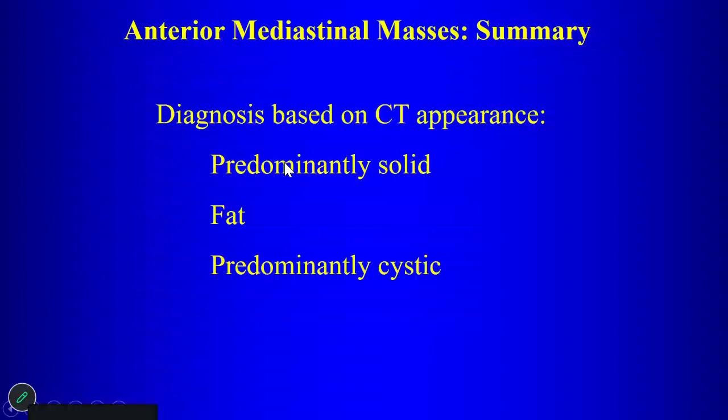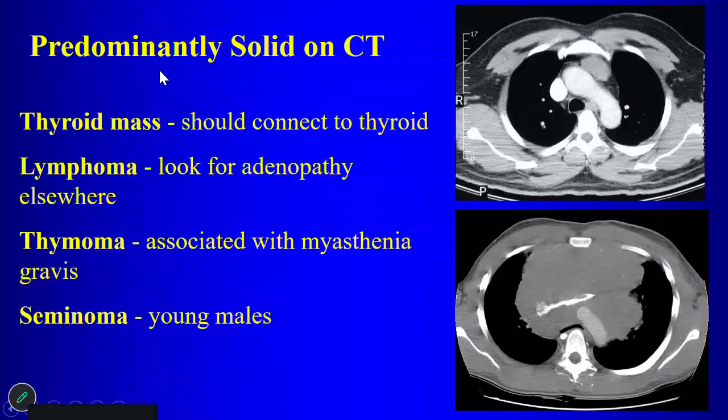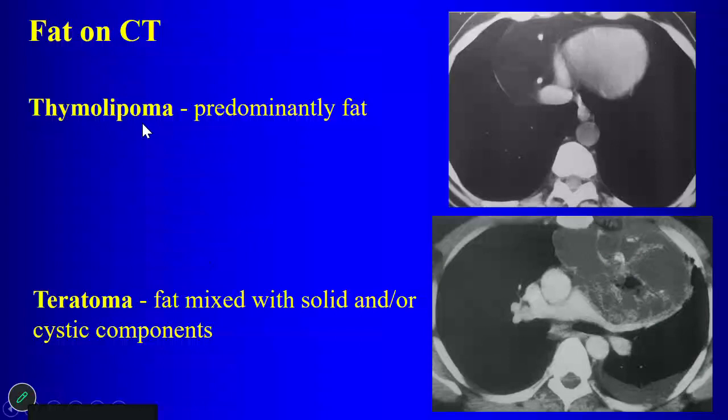So we can decide on what these are based on CT appearance, whether it's solid, fat, or cystic. If it's predominantly solid: thyroid mass should connect to the thyroid; lymphoma, look for adenopathy elsewhere; thymoma associated with myasthenia gravis; seminoma, we think of that in young males. If it's fat, thymolipoma is predominantly fat. Teratoma has foci of fat in it, often associated with calcifications and fluid.